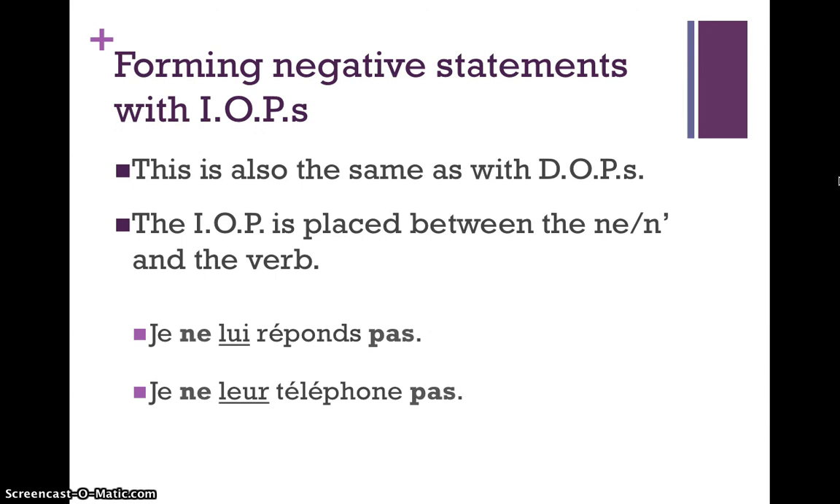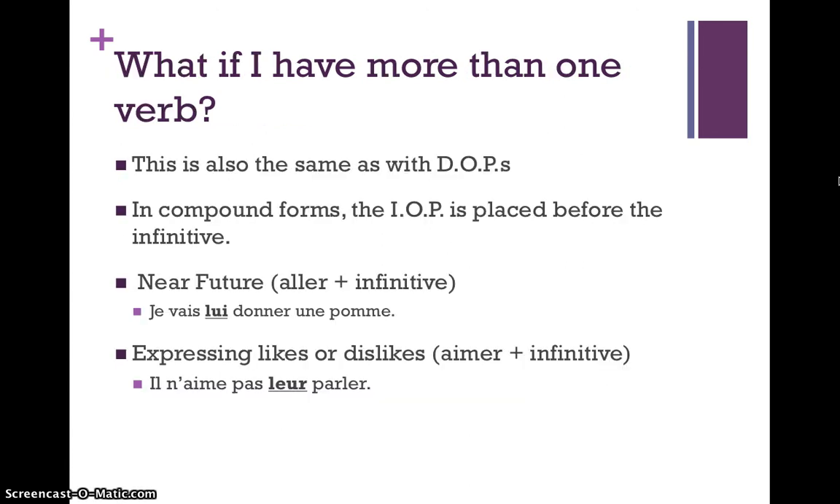Just like with DOPs, when we want to make sentences with IOPs negative, we put the IOP between the ne and the verb. So we have the sentence, je ne lui réponds pas, and je ne leur téléphone pas. Also, just like with DOPs, if we have more than one verb, the IOP is placed before the infinitive. Je vais lui donner une pomme for the near future, and for expressing likes and dislikes, il n'aime pas leur parler.